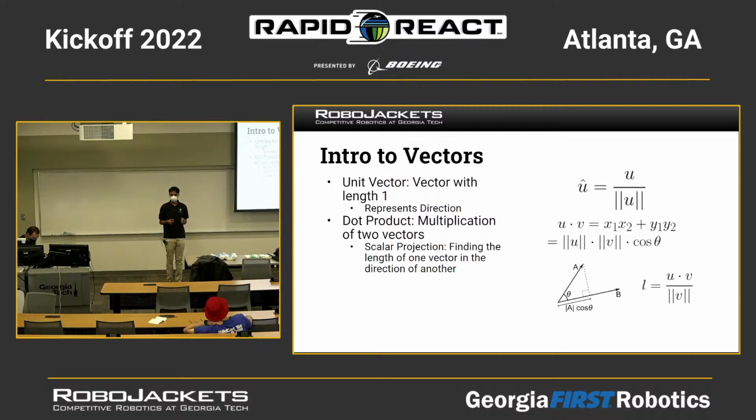So now we're going to talk about an important type of vector called a unit vector. A unit vector is just a vector with length 1. And since the length is 1, we can just say, oh, we don't care about the length, we only care about the direction it's facing. So unit vectors are a really useful way of defining directions of just things.